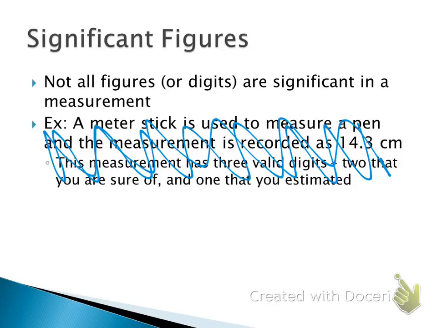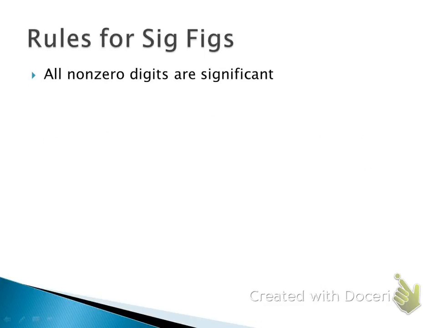What do most of the rules for significant figures have to deal with? What digit? Zeros. Good. Most of the rules for significant figures have to deal with zeros. So that's what we're going to look at: how zeros can kind of mess with our measurements just a little bit. All non-zero digits are considered significant. So any digit that's not a zero is always considered significant. This might be like the third time you've seen these significant figure rules, but too bad.